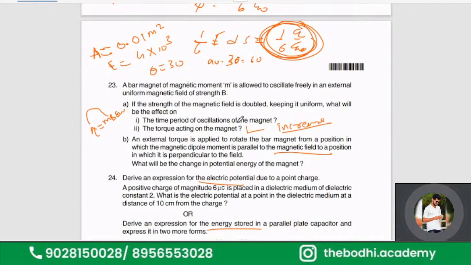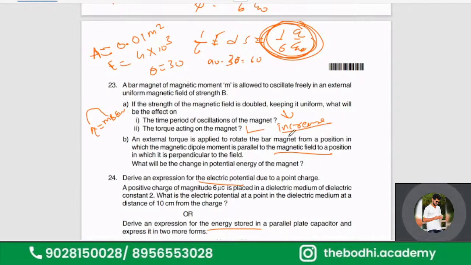And what happens to the time period? The time period of the oscillations of the magnet will definitely decrease, because the torque is increasing. Technically, our time period of oscillation has to decrease because it is going faster and faster. For example, if you go faster, you cover more distance in less time. So the time will decrease. The strength is increasing, so oscillations will happen a lot faster, and the time taken will be less. Okay, so this is the simple answer.